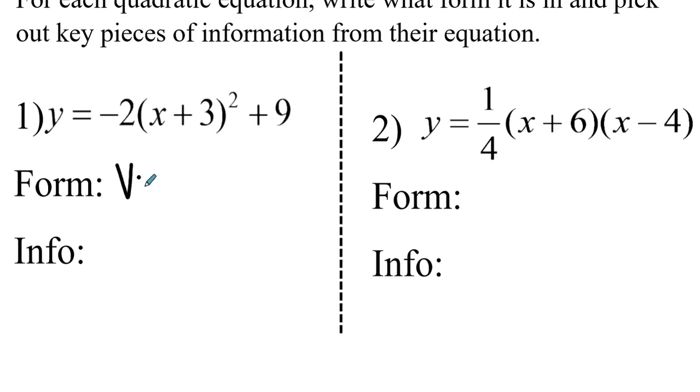First one, vertex form. I'm going to go kind of fast. The vertex is located at -3 and 9, and because it's negative out front, you know the graph is going to open downward.